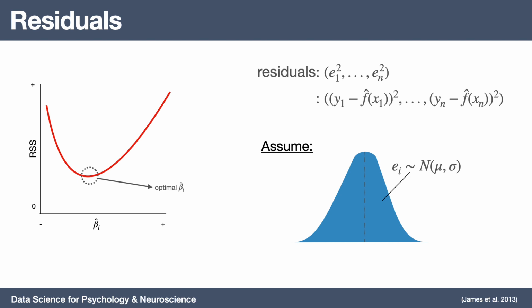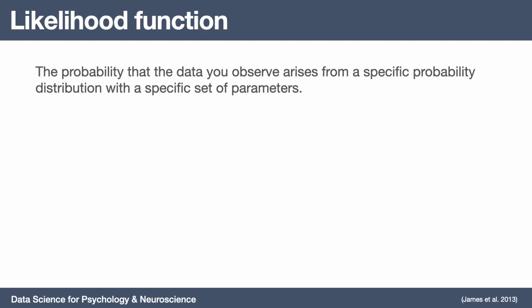In order to understand how this works, we have to get comfortable with a particular concept known as a likelihood function. The likelihood, or the likelihood function, is simply a probability function that describes the probability that your data or the data that you observe arises from a specific probability distribution with a specific set of parameters.